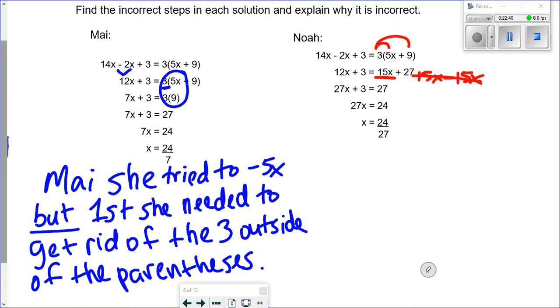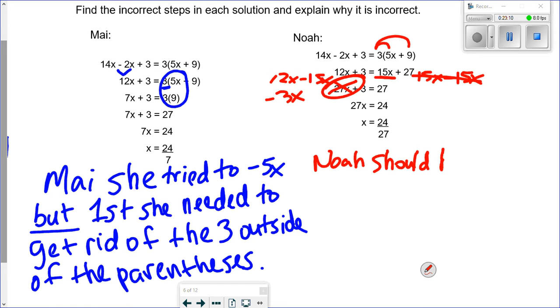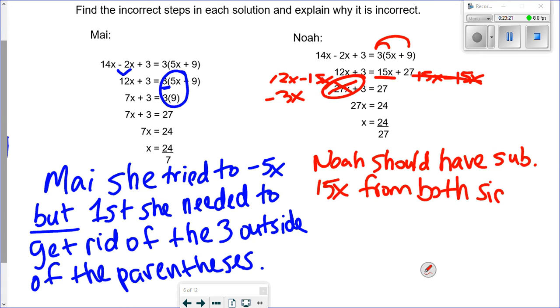So when doing so on the left, 12x minus 15x is not 27x. Rather, it should be negative 3x. So this right here is Noah's mistake. Noah should have subtracted 15x from both sides, but instead he added.